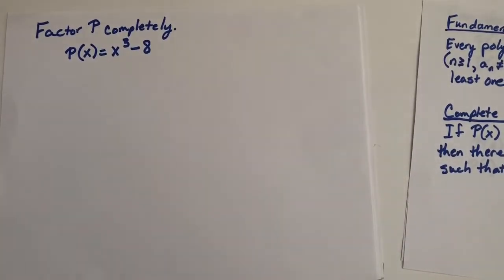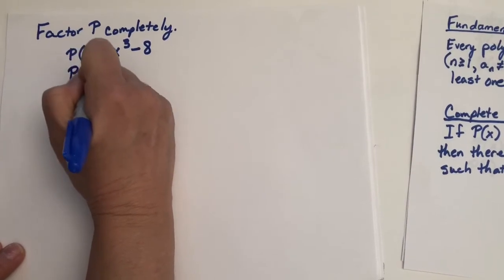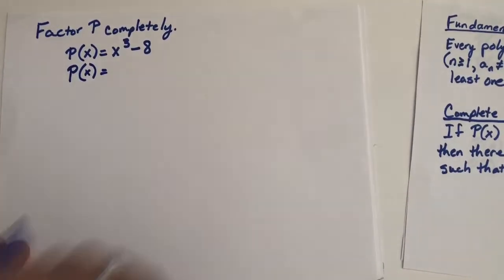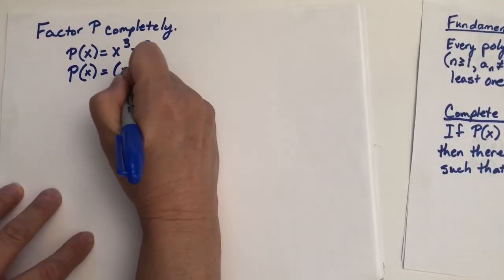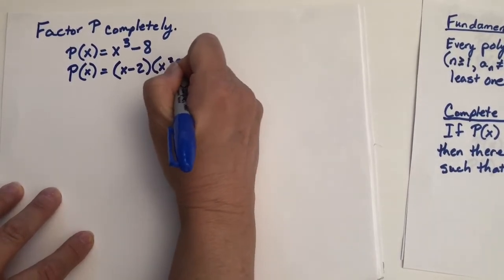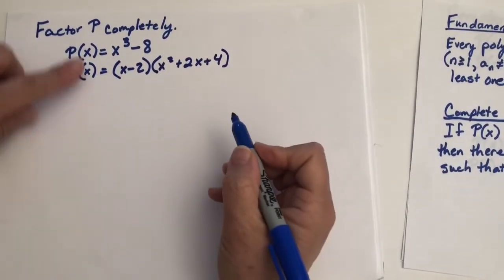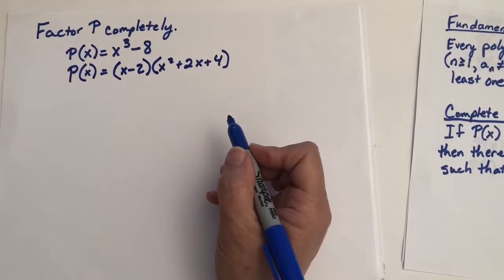Let's factor this polynomial completely. You'll notice that this is the difference of 2 cubes. And we know how to factor that. We don't need any fancy strategies for that. So we would have x minus 2 times x squared plus 2x plus 4. Just using our formula for the difference of 2 cubes.